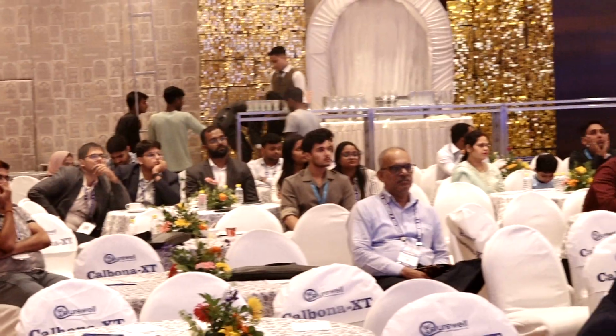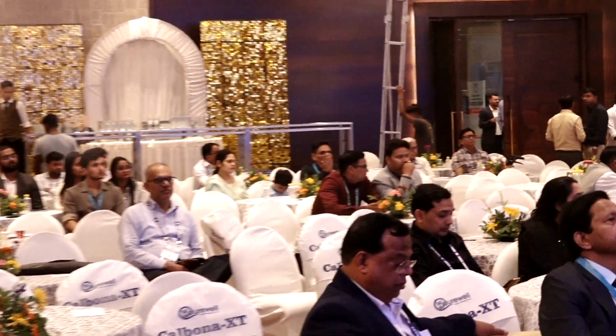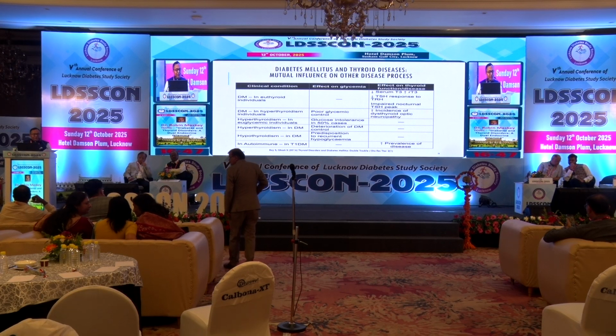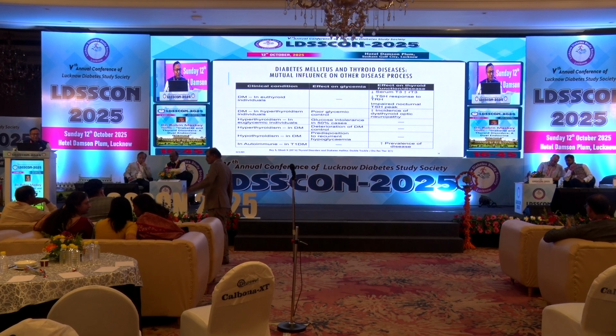If the patient has diabetes and hypothyroidism, the effect on glycemia is poor glycemic control, and they are at more risk for thyroid optic neuropathy. If you see hypothyroidism in euglycemic individuals, they have glucose intolerance in 50% of cases. Hypothyroidism in diabetes also has deterioration of diabetes control, and periods of recurrent hypoglycemia. And in autoimmunity in type 1 diabetes, we have already seen an increased prevalence of the disease.